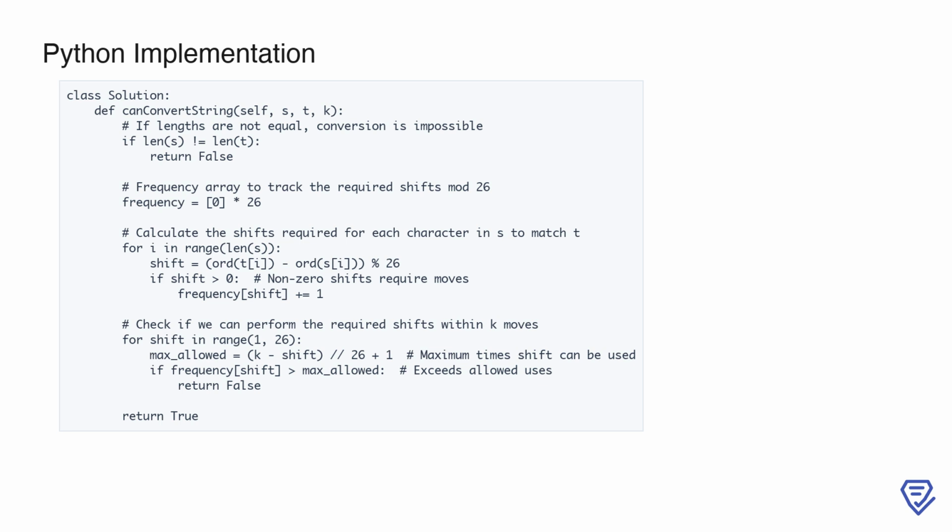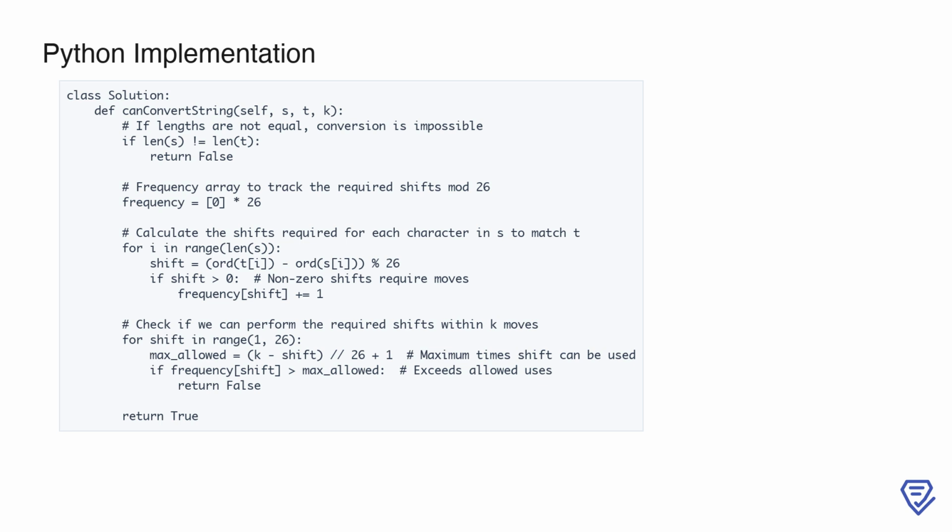Next, a frequency array of size 26 is initialized to 0. This array will track the number of times each shift, modulo 26, is required. The circular nature of the character shifts is handled using modular arithmetic, (ord(t[i]) - ord(s[i])) % 26. Each character in s is paired with the corresponding character in t, and the required shift is calculated. If the shift is non-zero, indicating a move is required, it is recorded in the frequency array.